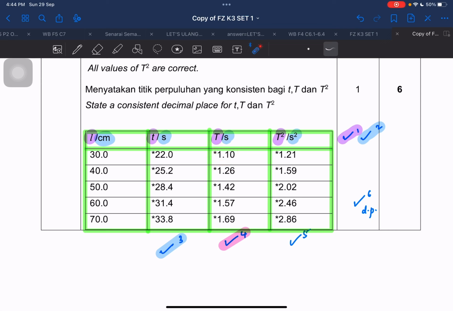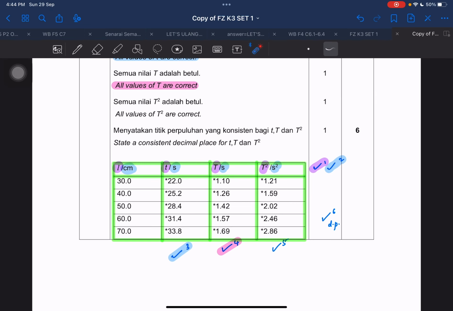Okay, make sure you don't do like this, 1.10 square, wrong, or put 1.26 square. Why? Because you get it from here, right? But don't do like this. Just use your calculator, write the final answer here. Alright, that will be tick 5. Tick 5, all T's correct.